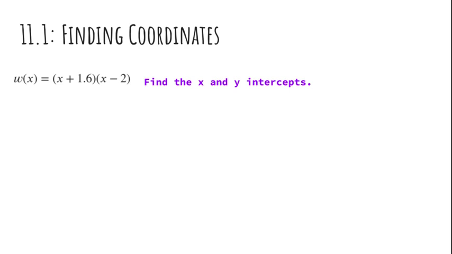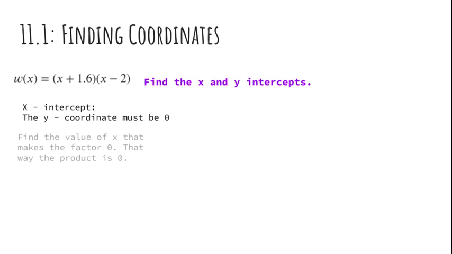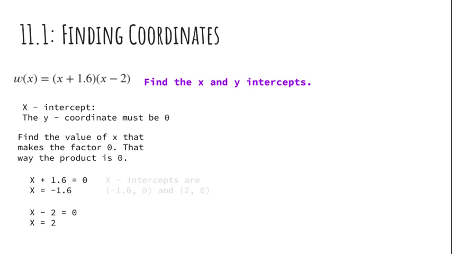We're going to find the x and y intercepts. To find the x-intercept, we need to just make sure the y-coordinate is 0. So I want to find the x value that's going to make the y-coordinate 0. Take each factor and just set it equal to 0, and we can solve. We get x equals negative 1.6, and for the other factor, we get x equals 2. So those are our x-intercepts.